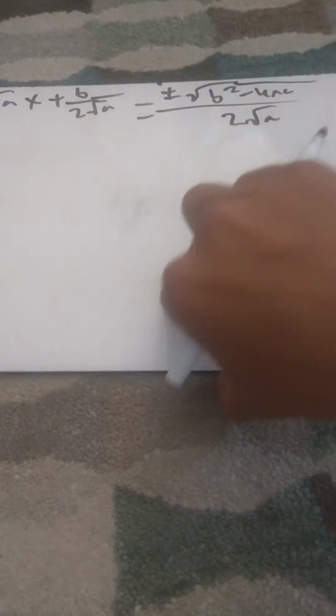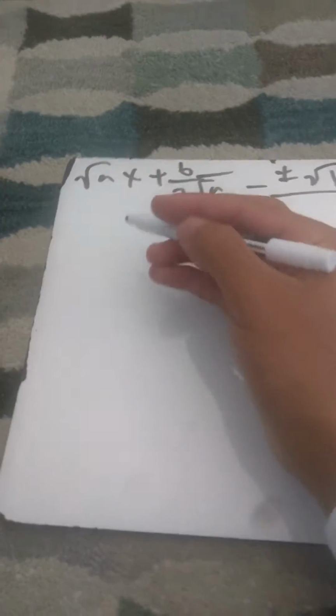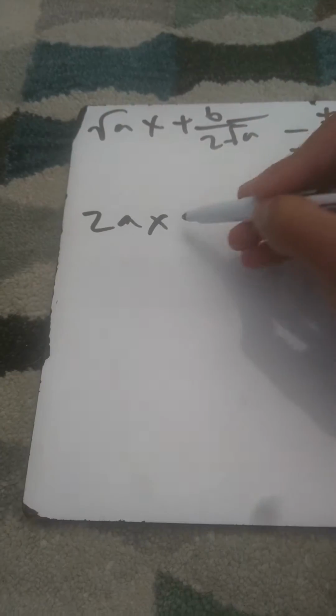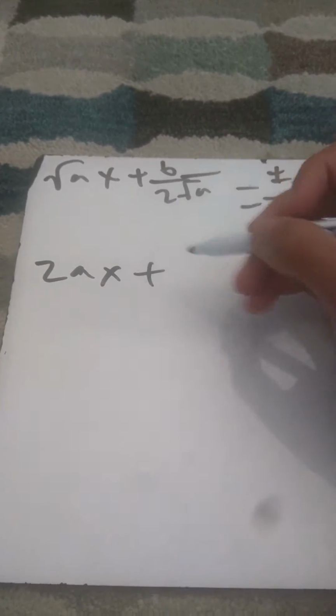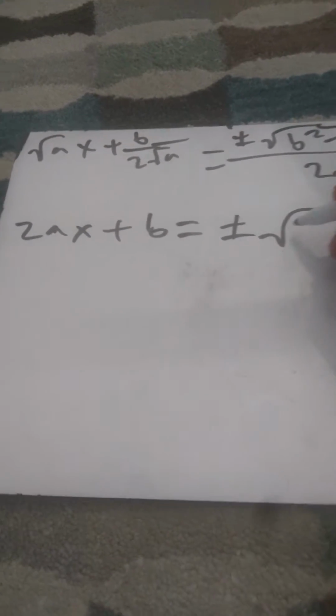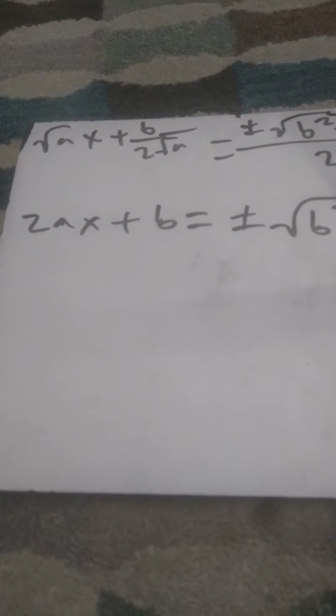And now, let's see, we just multiply both sides by 2 root a. So 2 root a, we get 2ax plus b, since 2 root a cancels out. So b equals plus or minus the square root of b squared minus 4ac.